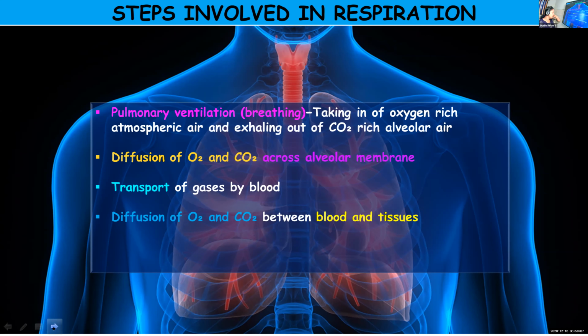Then diffusion of oxygen and carbon dioxide between blood and tissues. So when the blood carrying oxygen reaches the cells, oxygen should be unloaded from the blood and it should reach the cells. And from the cells, the carbon dioxide should be returned to blood so that blood can take it back to the alveoli. I hope you're getting the point. Why should the diffusion take place across the alveolar membrane and also between the blood and tissues?